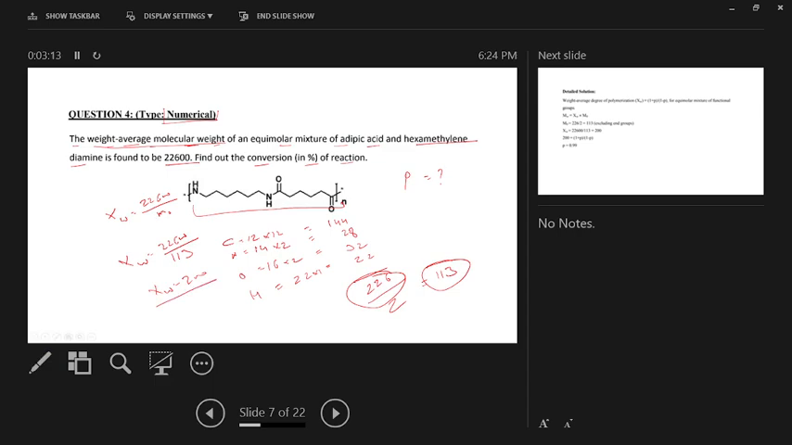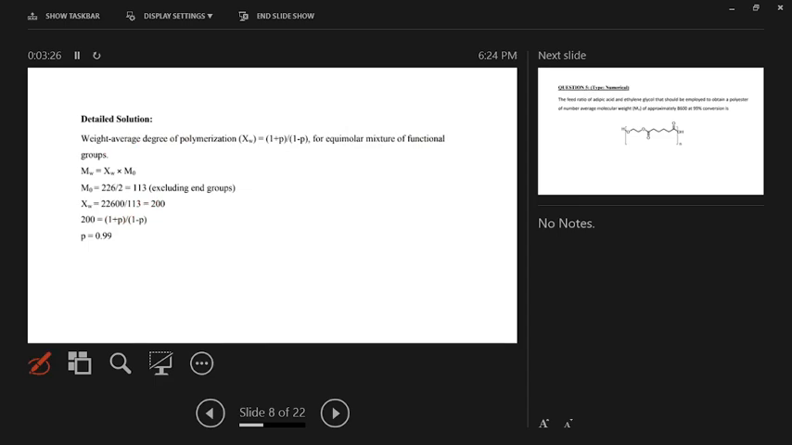So you are able to find out XW, the weight average degree of polymerization. For an equimolar mixture, it is given by the formula XW equals 1 plus P divided by 1 minus P, where P is the conversion. We have already counted M0, the repeating unit divided by 2, as 113, and XW we found to be 200. So we need to put the value here and find P.